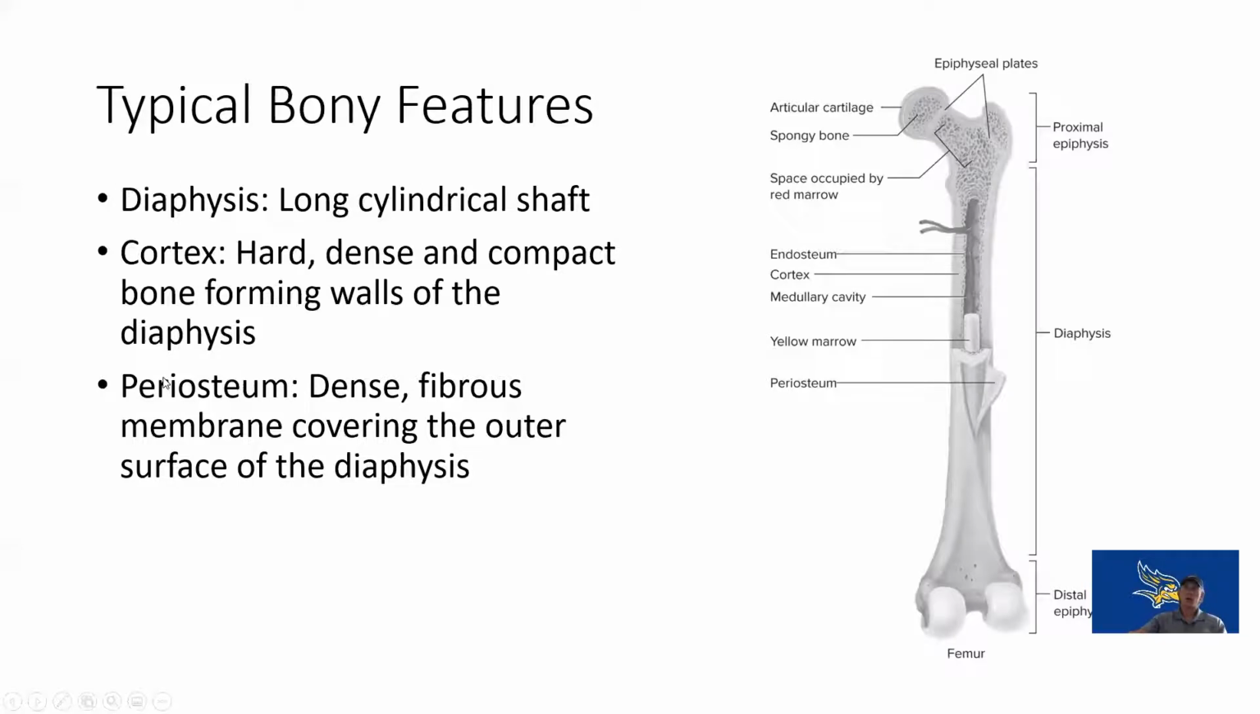When we're looking at those long bones, the shaft is called the diaphysis. Okay, this is the large shaft portion. The cortex is the dense, compact bone that gives us that major structure. And the periosteum is this outer coating, this outer membrane of the diaphysis that is where our blood supply and where our nerves come in to those bones.